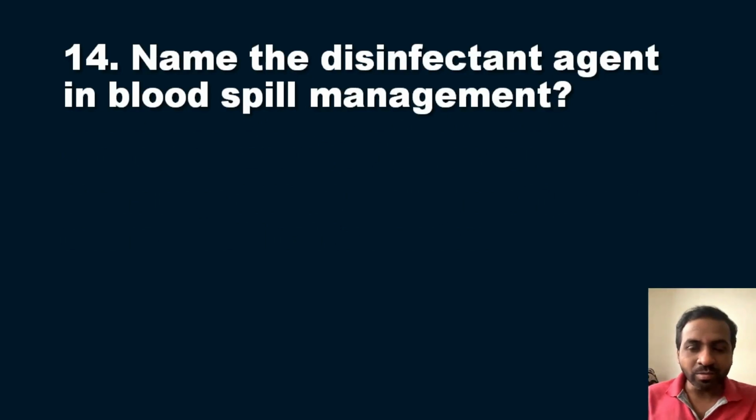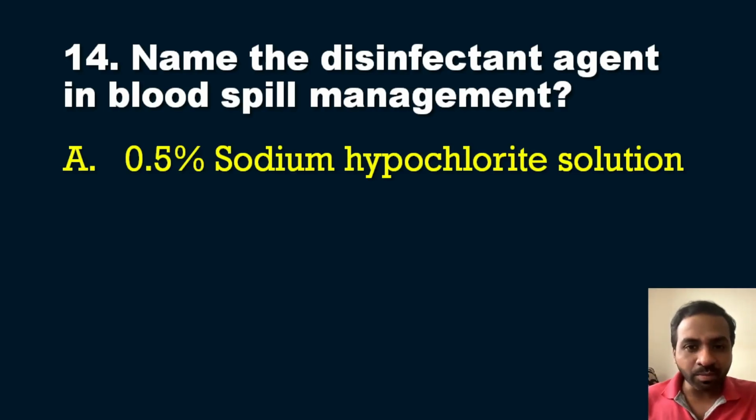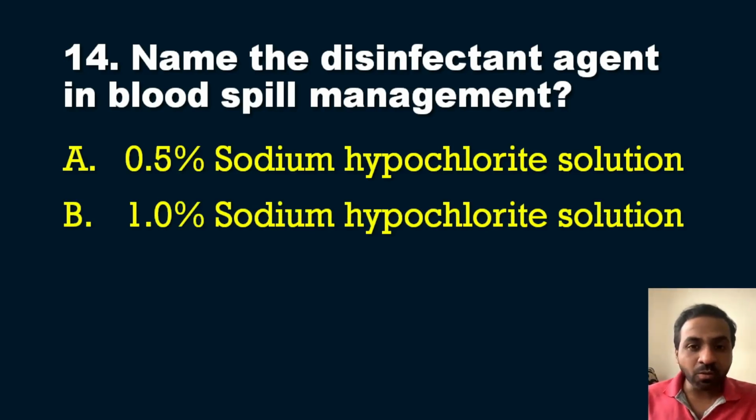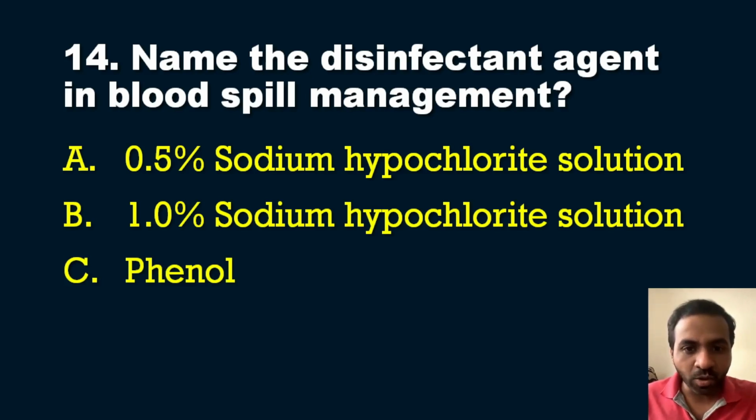Now we will move on to the second last question in our series, the 14th question. Name the disinfectant agent in blood spill management. Those working in hospital settings can answer this very easily. The options are: A, 0.5% sodium hypochlorite solution; B, 1% sodium hypochlorite solution; C, phenol; and D, Dettol. So what is the answer?